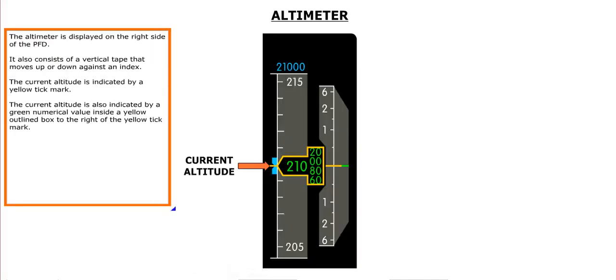The altimeter is displayed on the right side of the PFD. It also consists of a vertical tape that moves up or down against an index. The current altitude is indicated by a yellow tick mark. The current altitude is also indicated by a green numerical value inside a yellow outlined box, to the right of the yellow tick mark.